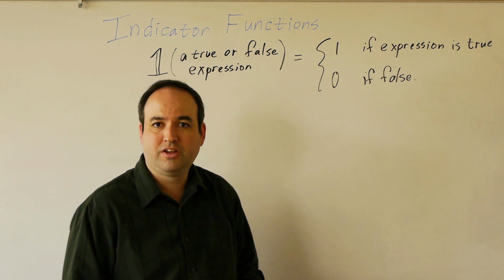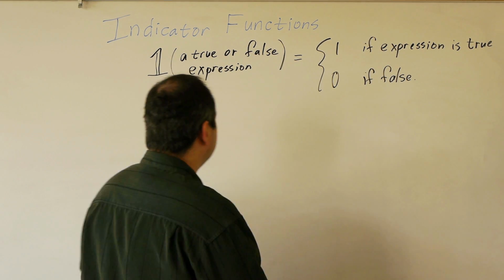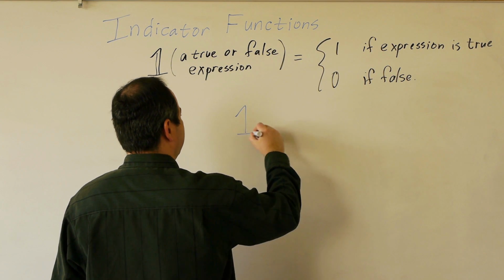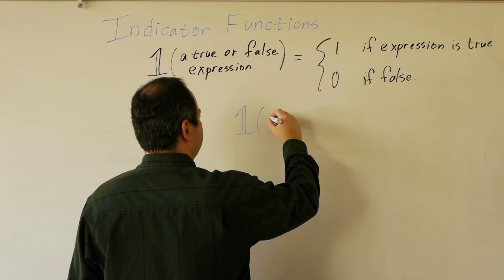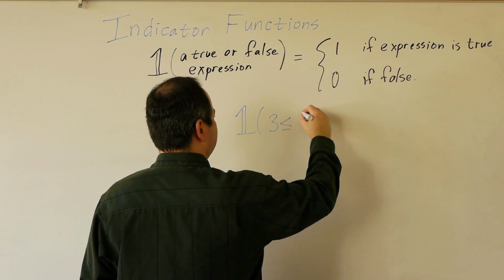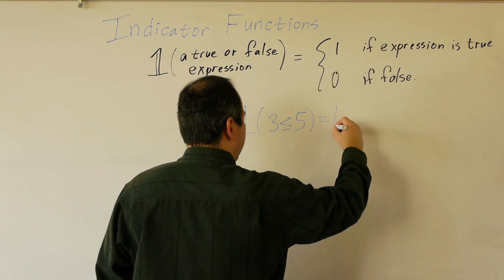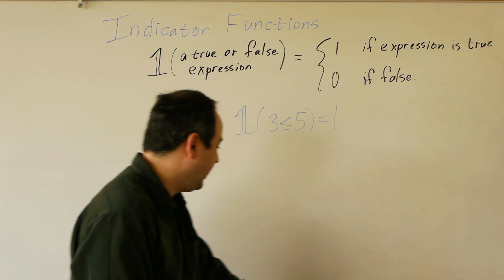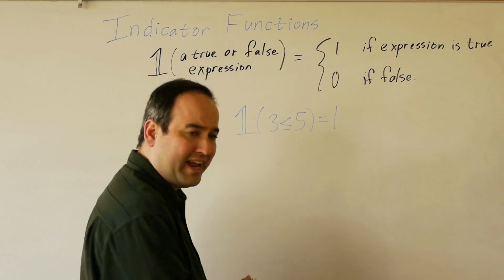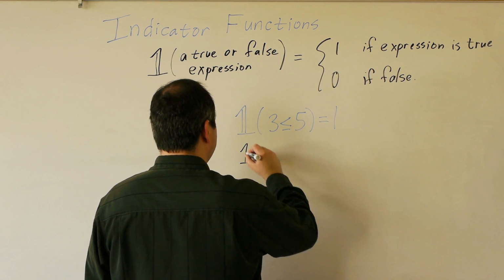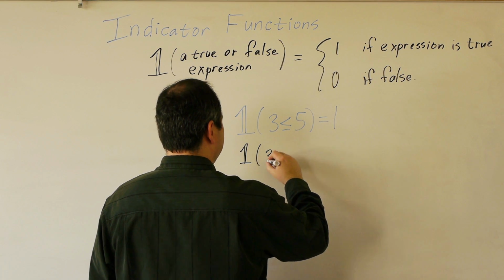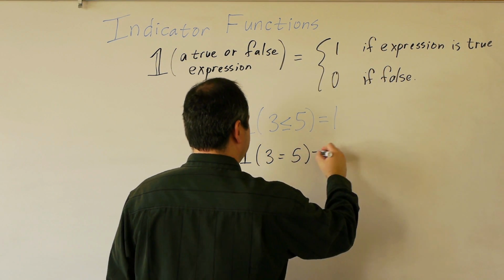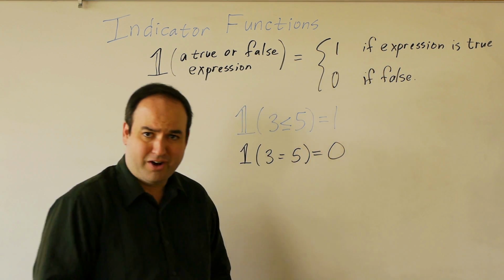For example, if I look at the indicator function of 3 less than or equal to 5, that would be 1, because that's a true expression. On the other hand, if I look at the indicator that 3 equals 5, that would be 0, because that's a false statement.